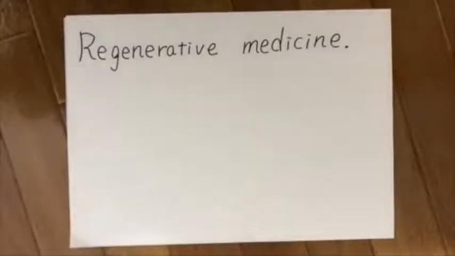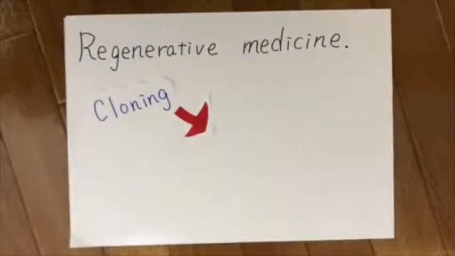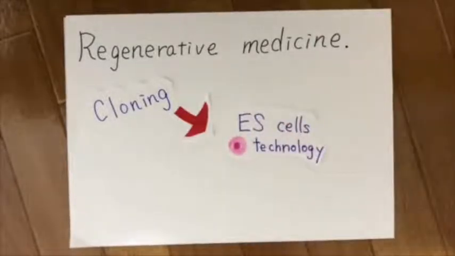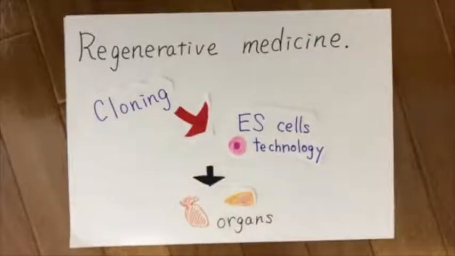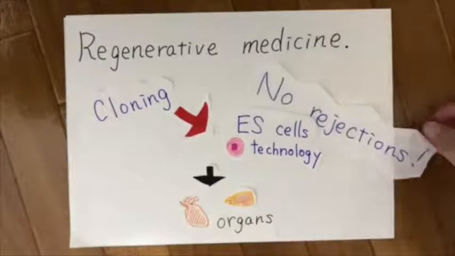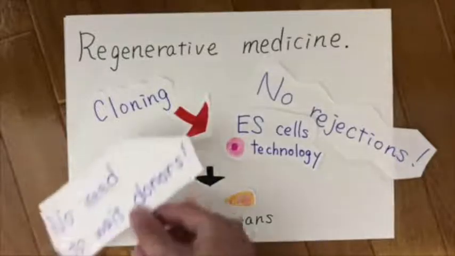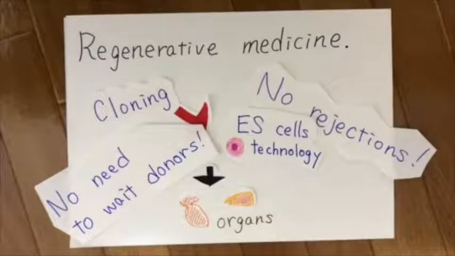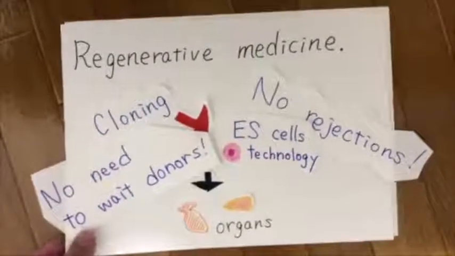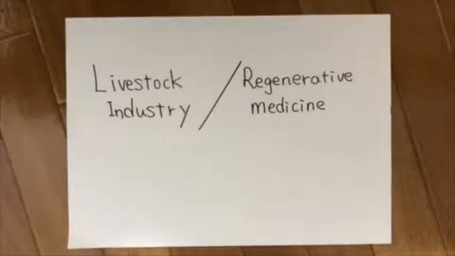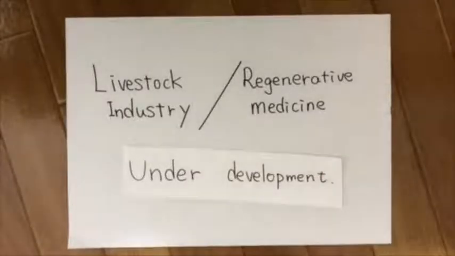Second, regenerative medicine. Applying cloning to ES cell technology for making organs attracts more attention now. In organ transplantation, by using our own cells, rejection doesn't occur, and patients don't have to wait for donors. So, this technology saves many lives. These two examples are under development. When these are put into practice, that would be a great advance for humans.